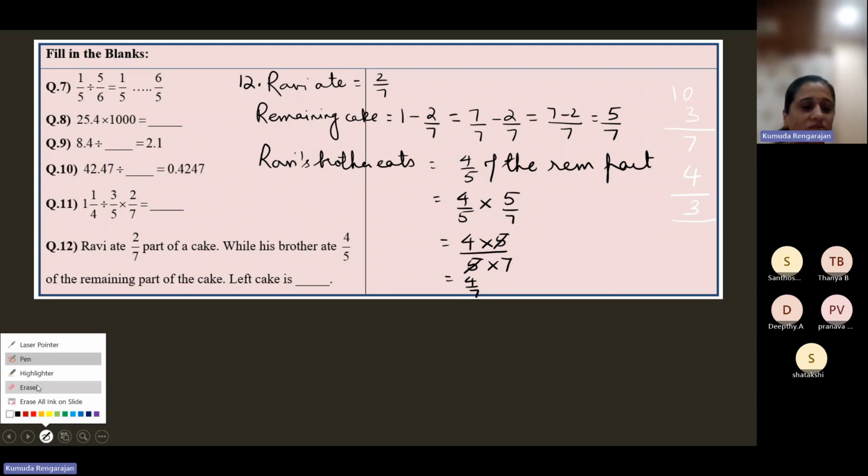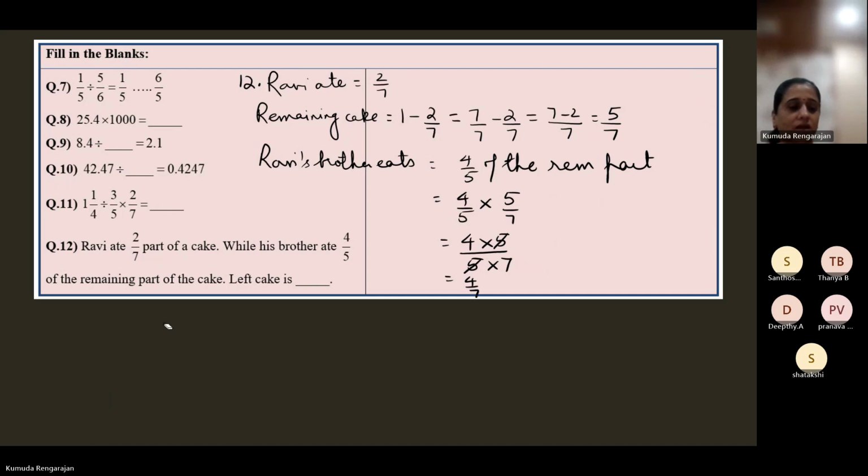So, like that, what was remaining earlier? Originally, there was 1. Then Ravi eats 2/7. So now what is remaining? 5/7. Now this only is there. 1 is gone because Ravi ate 2/7. Now in this remaining 5/7, how much does Ravi's brother eat? 4/7. So 5/7 was remaining, and Ravi's brother eats 4/7. So now how much is remaining? 1/7.